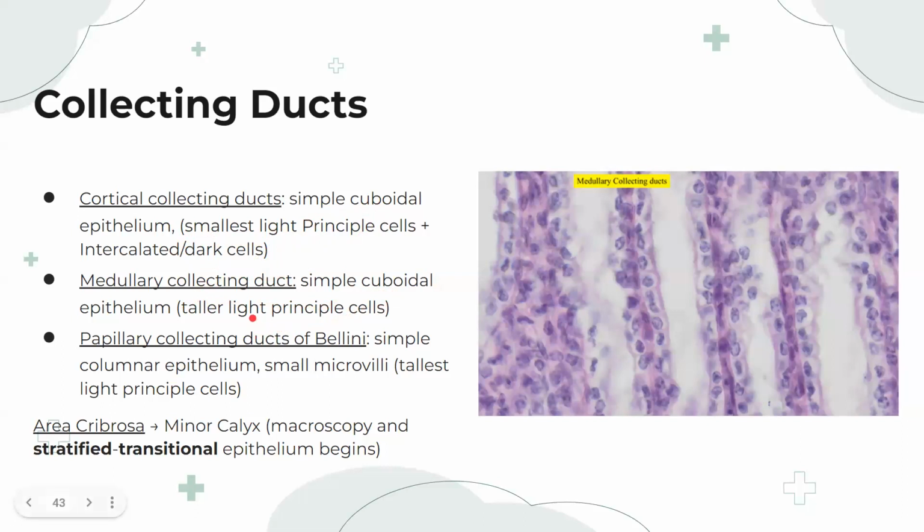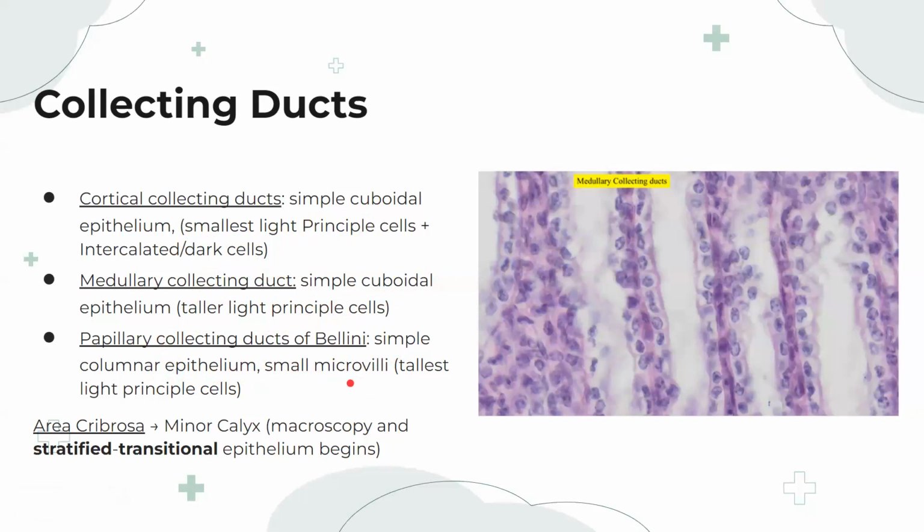You don't have the intercalated dark cells here. And then the principal cells seem to be a little bit taller here. And then lastly, the papillary ducts of Bellini. This is where you have simple columnar epithelium. So it's not cuboidal anymore, and it does actually have microvilli.